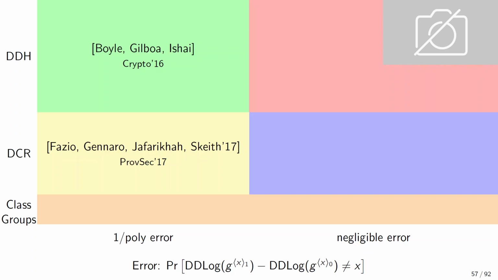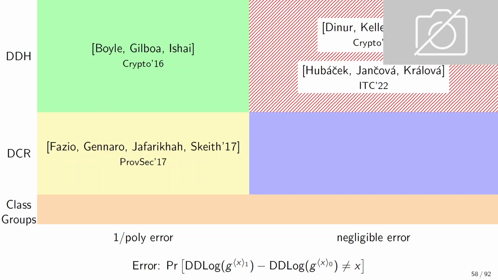In DCR groups, however, they still had the same 1 over poly error problem, which was only going to be addressed in later works. Now we could ask, in DDH hard groups, can you get rid of this 1 over poly error? Can you achieve negligible error? And the answer is mostly no.